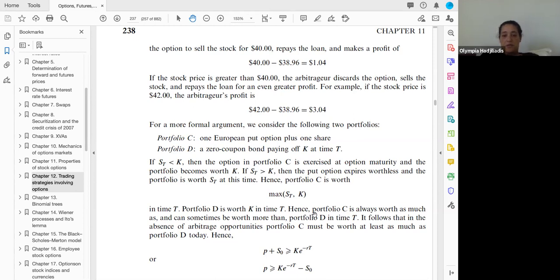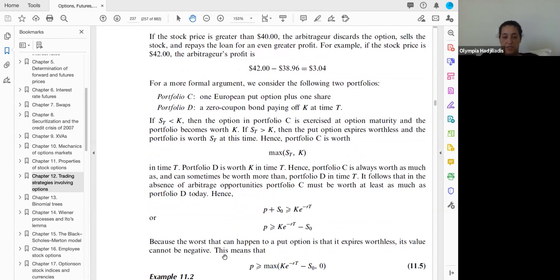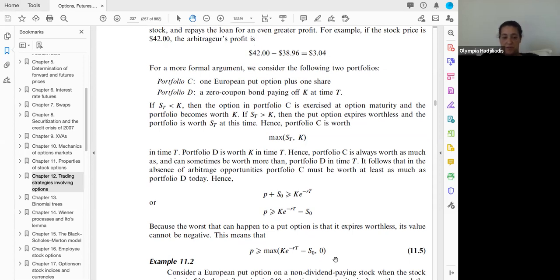Hence portfolio C is always worth as much as and can sometimes be worth more than portfolio D in time T. It follows that in the absence of arbitrage opportunities, C must be worth at least as much as portfolio D today. Hence, P plus S0 has to be greater than or equal to the present value of K at time T, which is Ke^(-RT), which basically gives you the lower bound that the put is at least Ke^(-RT) minus S0. Because the worst that can happen to a put option is that it expires worthless, its value cannot be negative. And this means that P is greater than the max of Ke^(-RT) minus S0 and 0.